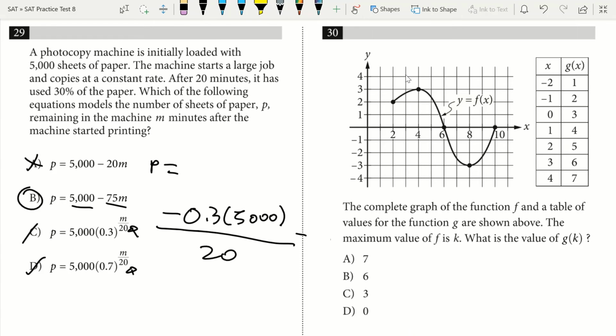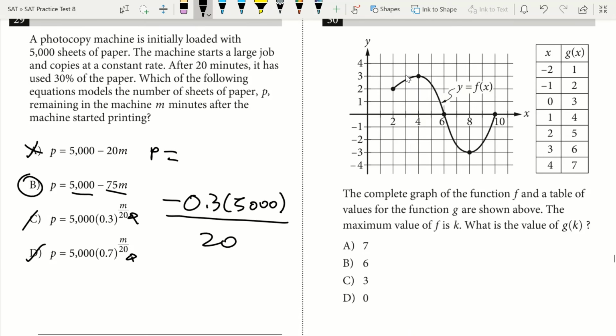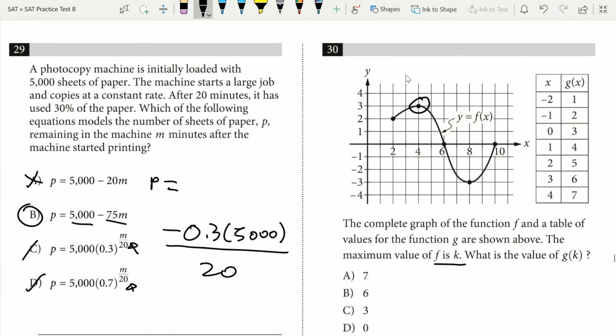Alright, I'm going to erase this just so I don't do anything on it with the next problem, 30. The complete graph of the function f and a table of values for the function g are shown above. The maximum value of f is k. What is the value of g of k? Well, the maximum value of f I see is going to be right here. So the maximum value of f is 3. So I plug in 3 then into my equation on the right for g of x.